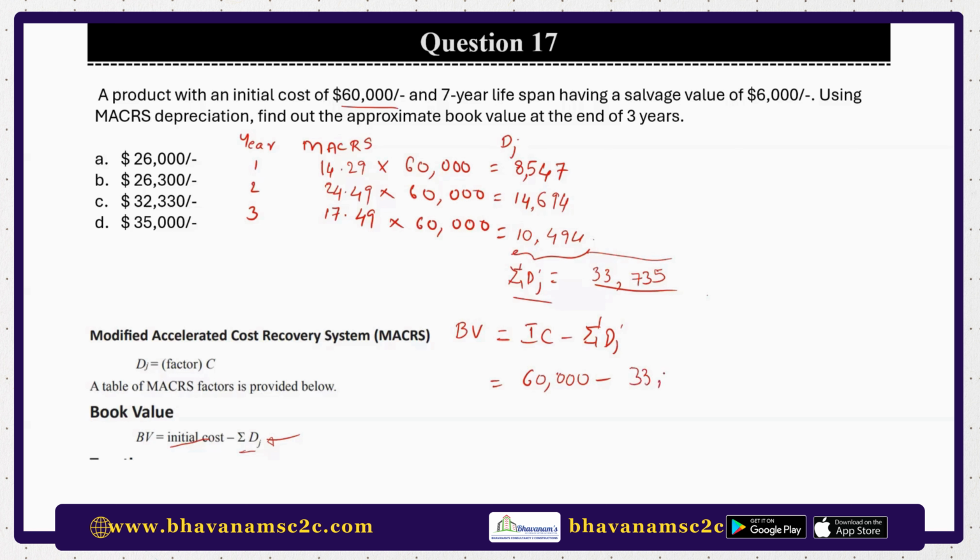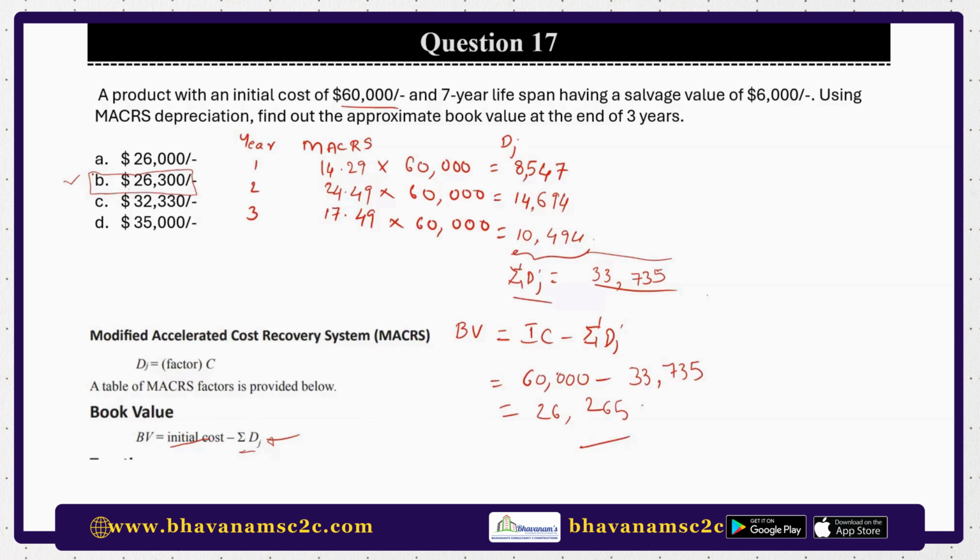And can we subtract the obtained summation of the depreciation value from the initial cost? So when you got this value, 33,735, right away, please don't go for the answer 32 or 35. Since we have to calculate the book value, we have to subtract that value from the initial cost, right? So what is the closest value or what is the accurate value? 26,265. So I believe the closest value is 26,300. Am I correct? So I hope this is clear.